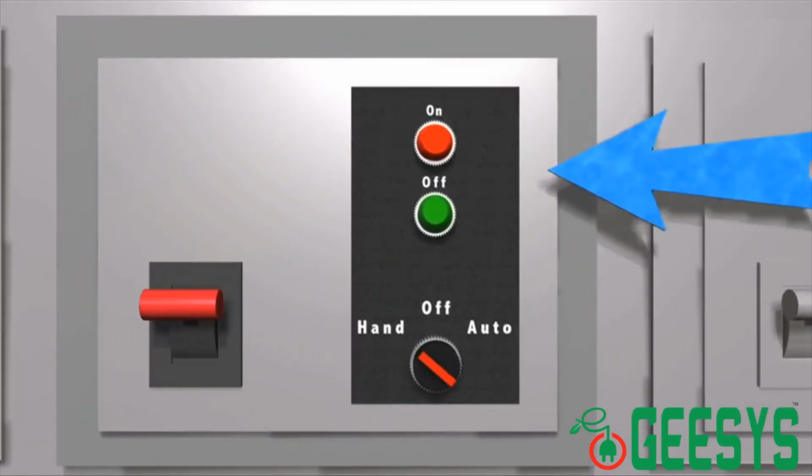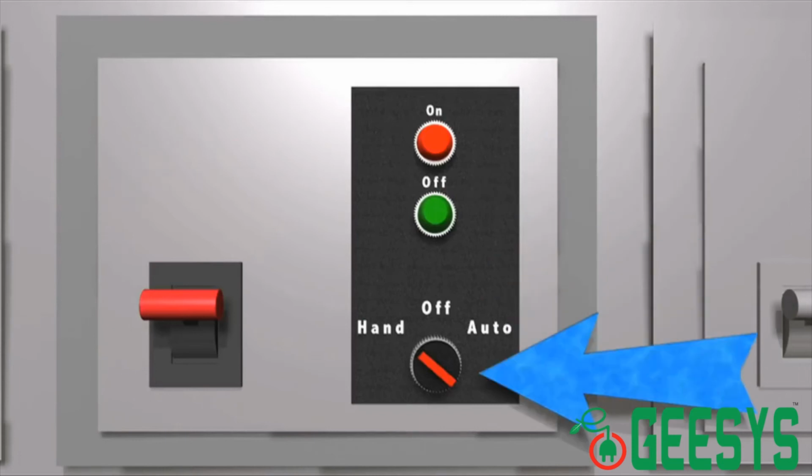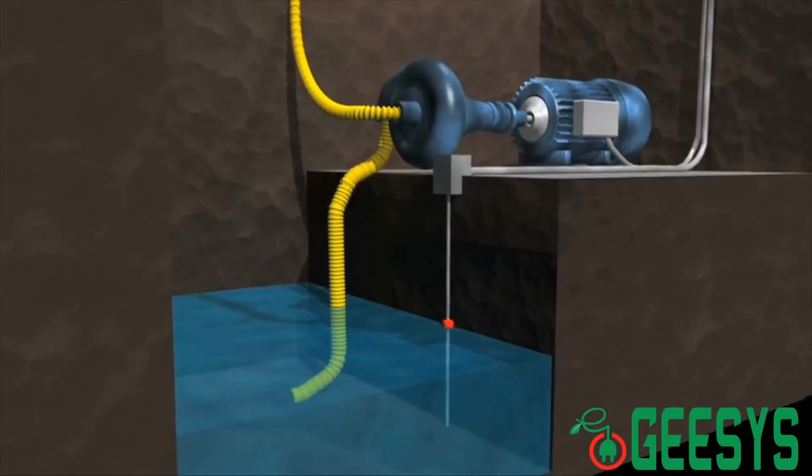It has a start-stop switch to manually turn the motor on and off. It also has a hand-off-auto switch. When this switch is in the auto mode, it allows another source to control the motor. A good example of this would be a sump pump.